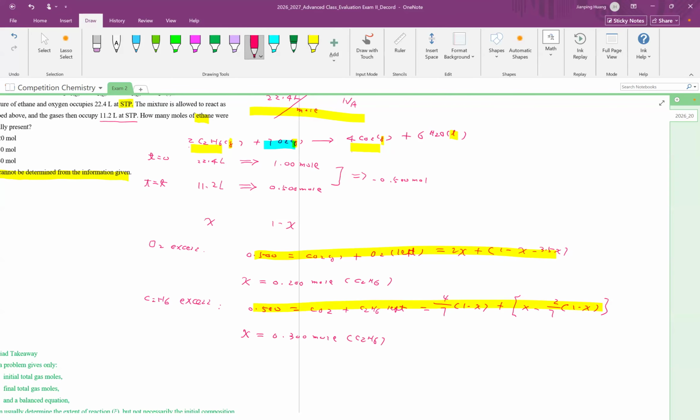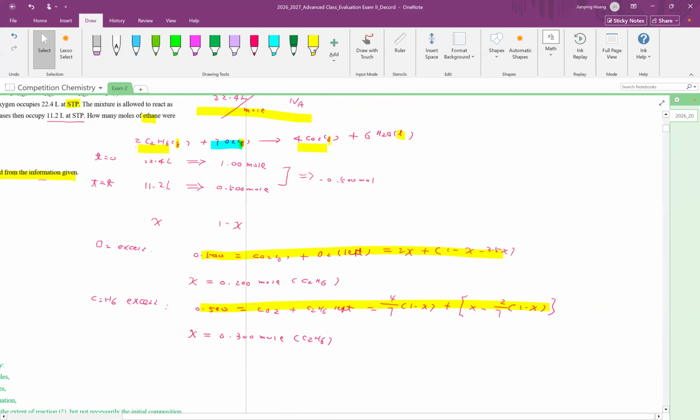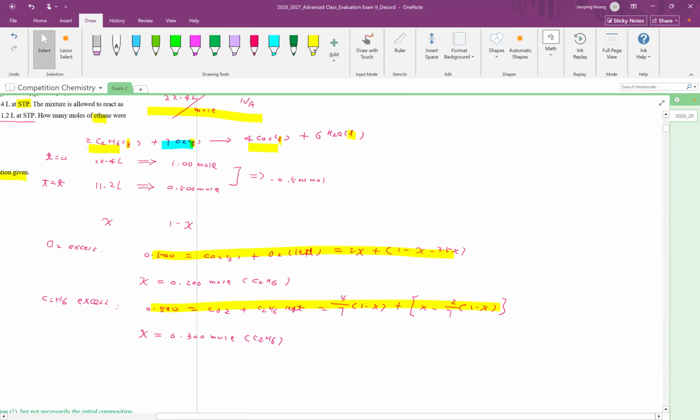C2H6. Now, in this question, based on the information we have, we cannot determine. Class, I want you to know, we are going to do a lot of these types of questions. Based on stoichiometry calculation, you will get unknowns, X and Y. Then if X equals 1, Y equals some value. If X equals 2, you do that. You get the final results. That's the trend, I promise you.